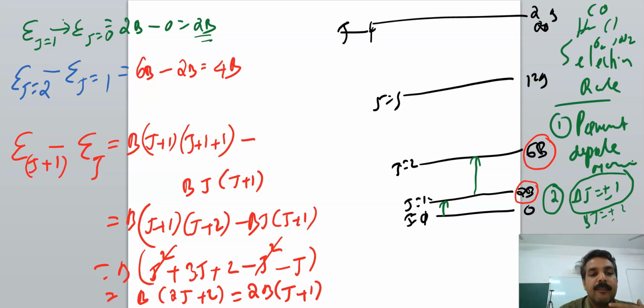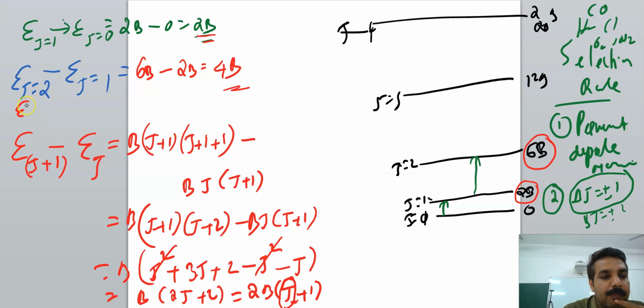So from 0 to 1, we put J equal to 0, therefore we get 2B. For 1 to 2, we put J equal to 1. Here J is the lowest level; for this equation, J is the lowest level. So we put J equal to 1, and 2B into 1 plus 1 is equal to 4B.